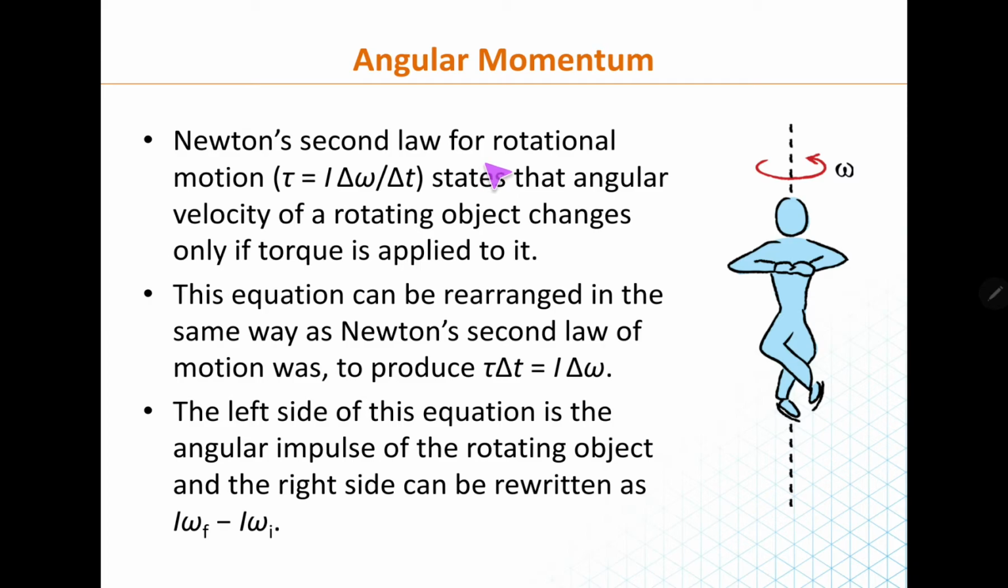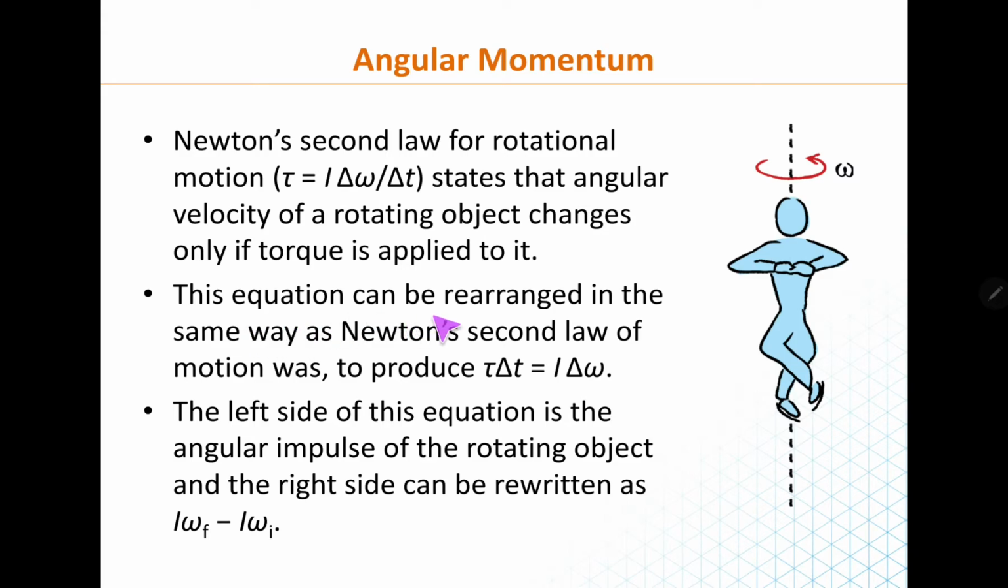In this video, we will talk about the angular momentum. Newton's second law for rotational motion: torque equals I delta omega over delta t. This is the second law for rotational motion for Newton. This equation states that the angular velocity of a rotating object changes only if torque is applied to it.